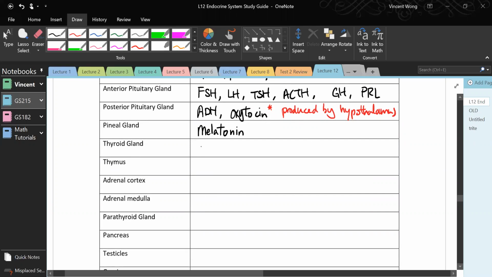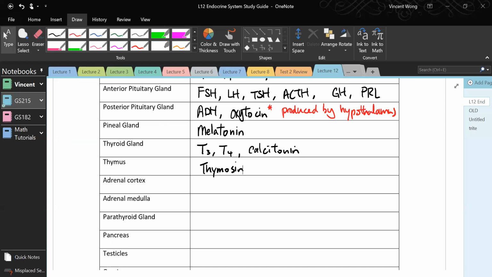Thyroid gland, we have the T3, T4 for metabolism. And there is also the calcitonin. When there's an increase in calcium, you need calcitonin to bring it back down. Thymus, that releases thymosin to help with T cell maturation.